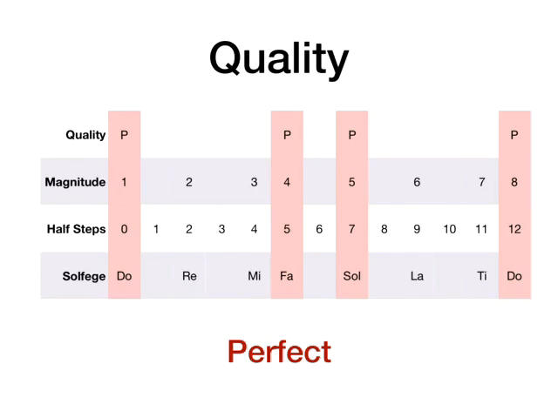The second, third, sixth, and seventh take their name from their scale. Do to re in the major scale is a major second. Do to mi is a major third. Do to la is a major sixth, and do to ti is a major seventh.